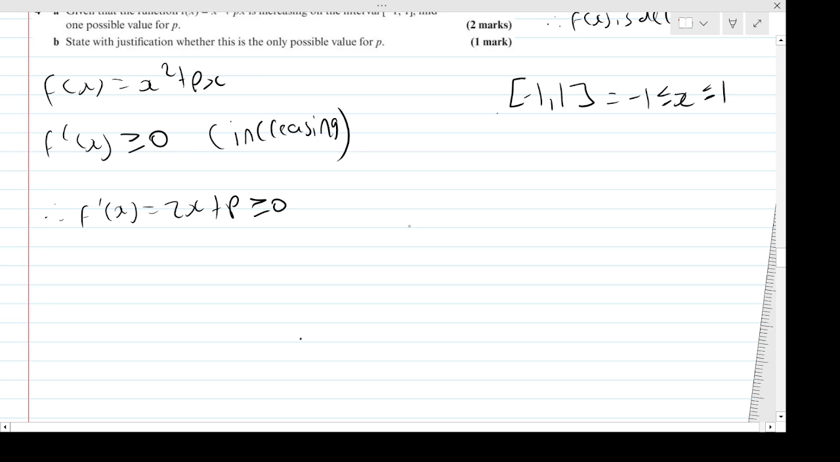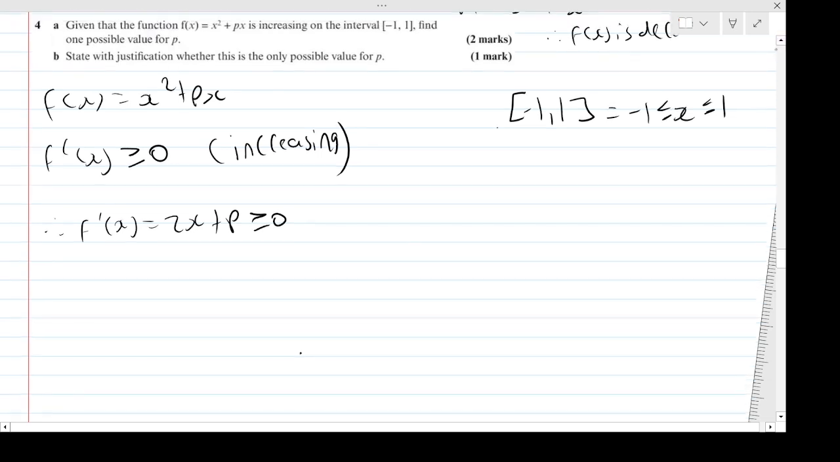Now, this is where this inequality is going to kick in. So it's asking to find one value of p, so we kind of want to solve for p. So let's get p on its own. Let's rearrange this a bit by subtracting 2x. So p is greater than or equal to minus 2x.